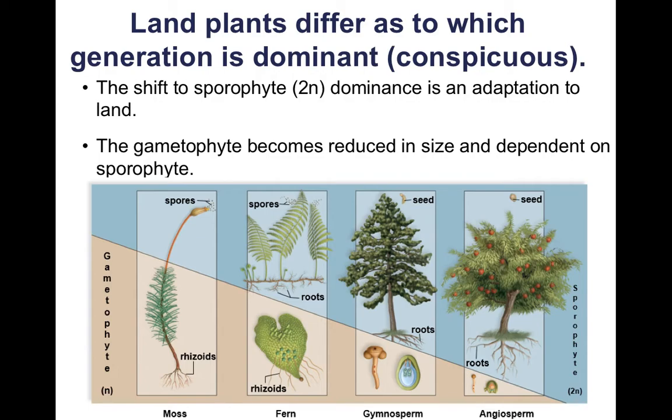This is the gametophyte of the fern. This is the haploid generation that's going to produce the eggs and the sperm. Now, if you keep walking in the woods and you see a pine tree, the pine tree is the sporophyte, and the gametophyte has become even smaller.